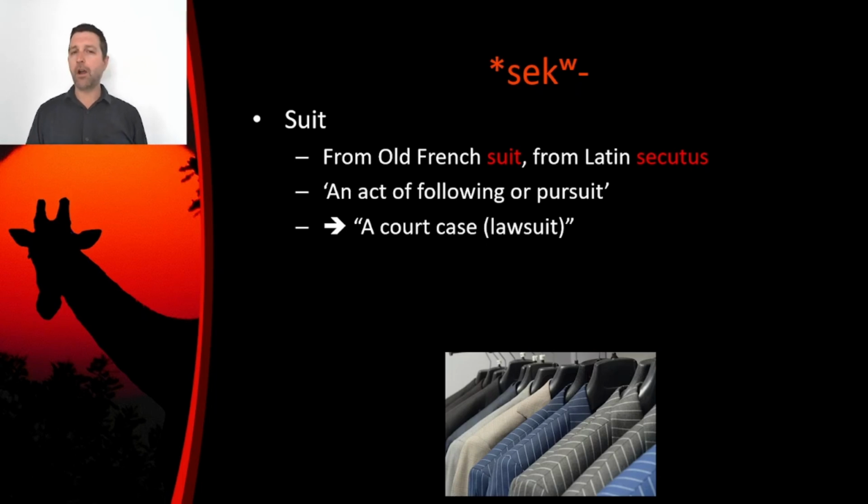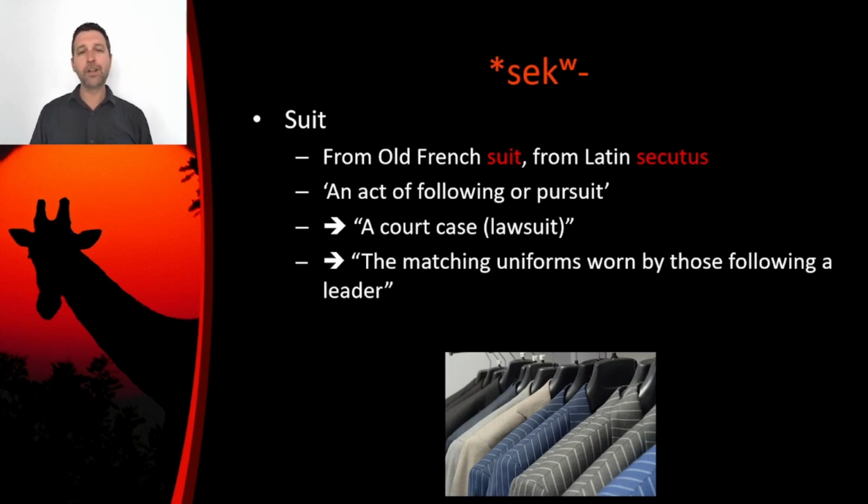However, you know that there are other meanings of the word suit in English. For instance, you can wear a suit. You might put on a suit, like the picture here that I've shown you, right? In particular professional or formal settings, you might need to wear a suit, right?